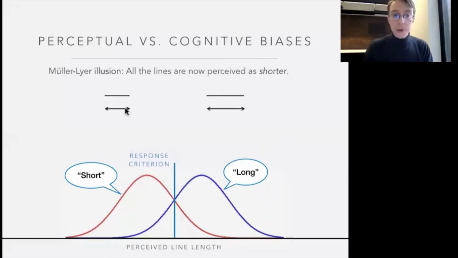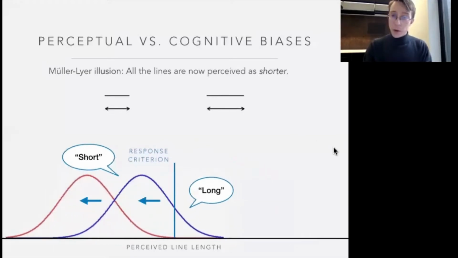I put inward arrows at the end of each line, such that I create the Müller-Lyer illusion. All the lines are now perceived as being shorter. So the short lines are perceived as being shorter. Those two lines are actually the same size. But the long lines are also perceived as being shorter. Those two lines are the same size. So what will happen in this case?